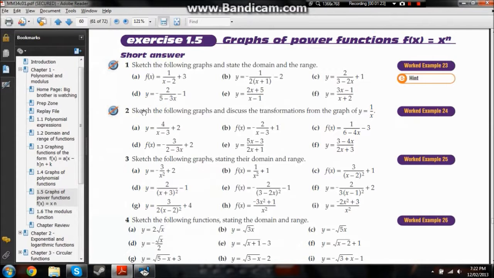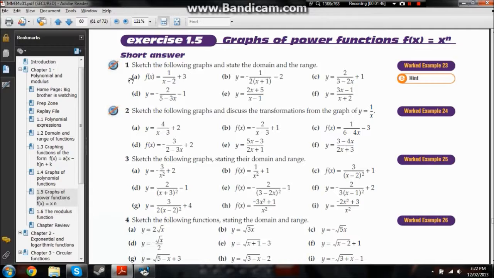I'll go down to D now. D is negative 2 over 5 take 3x take 1. So this one's a bit trickier because it's got a dilation factor and it's not written the same way these are, as like x take 2, sort of like this one. But what you need to do is you make 5 take 3x equals 0 to solve the x asymptote, just like you did with this.